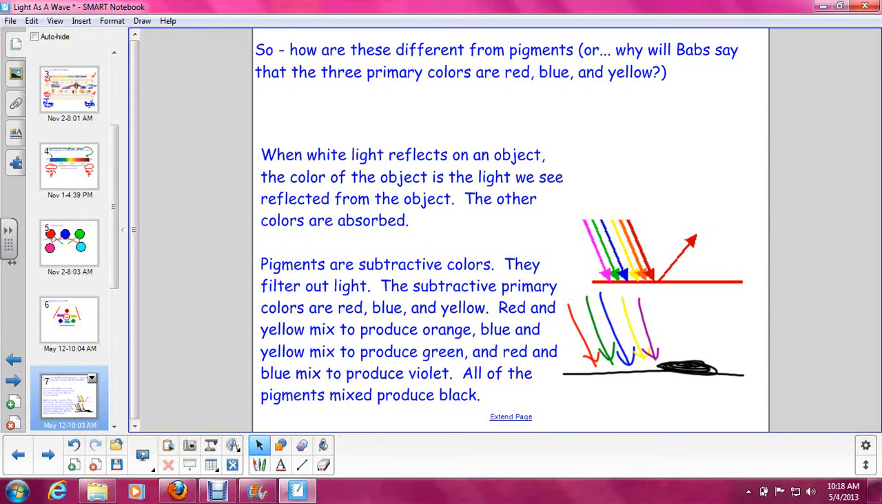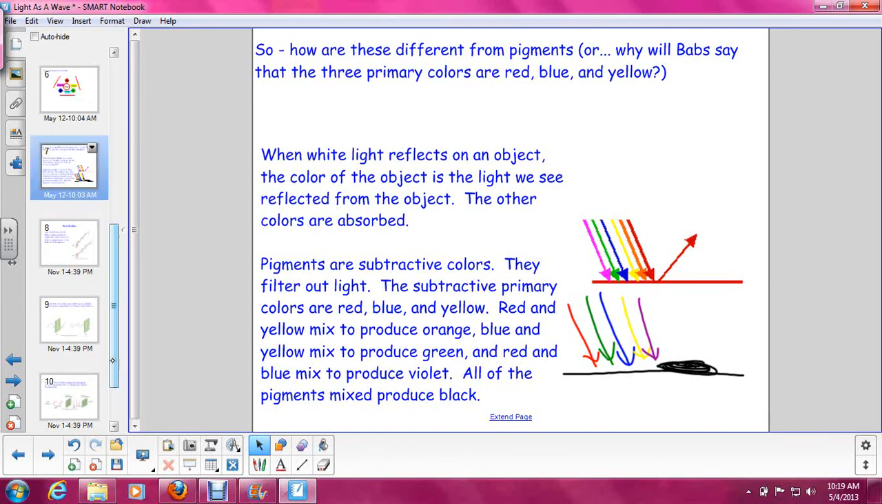Now, light is what we call additive. It is not subtractive. It doesn't absorb things and put out only one thing. So pigments are subtractive because they absorb everything but the one color that they are. Light is additive because it is the color that comes to our eyes. There is nothing being absorbed there. And that's why they mix differently.